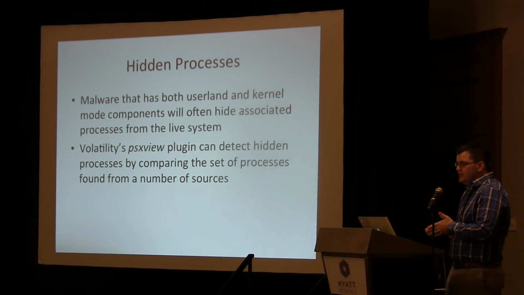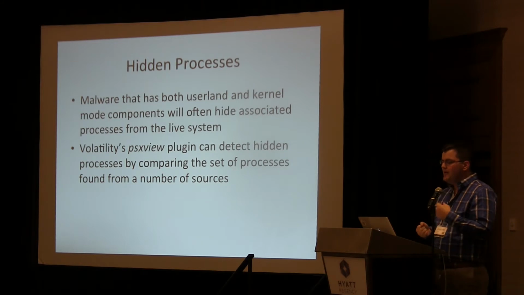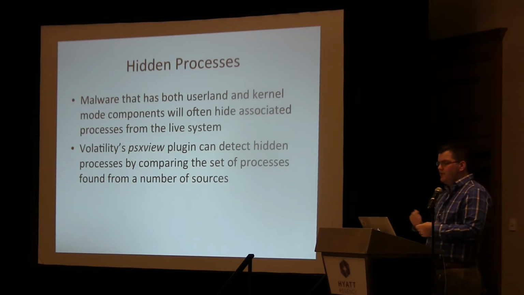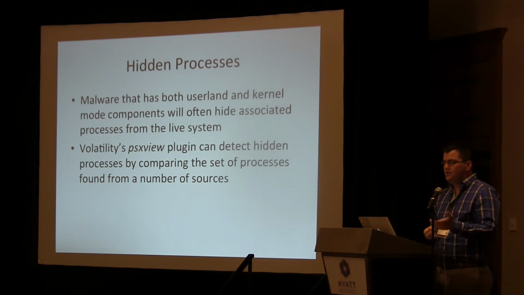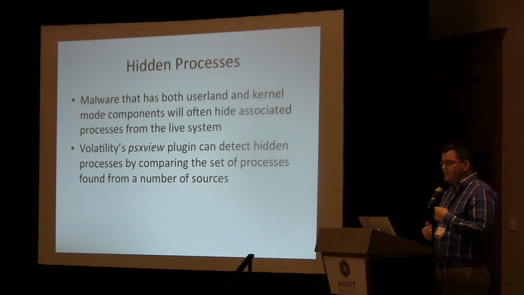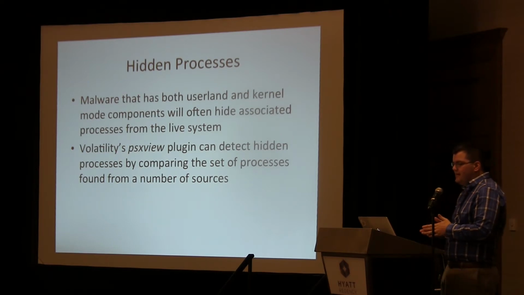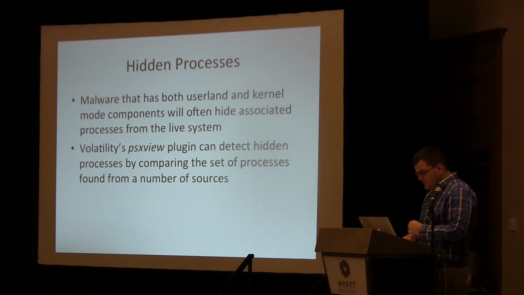One of the first things we see with kernel rootkits is the ability to hide processes. So you'll have a piece of malware that has several components. One is the kernel driver that's being loaded, and then you have resources in user land that it wants to hide. It wants to hide processes, it wants to hide files when you open something like Explorer, and we obviously want to be able to find that through memory forensics.